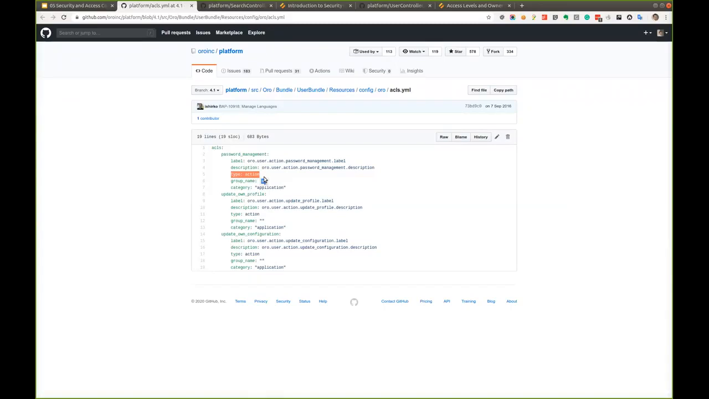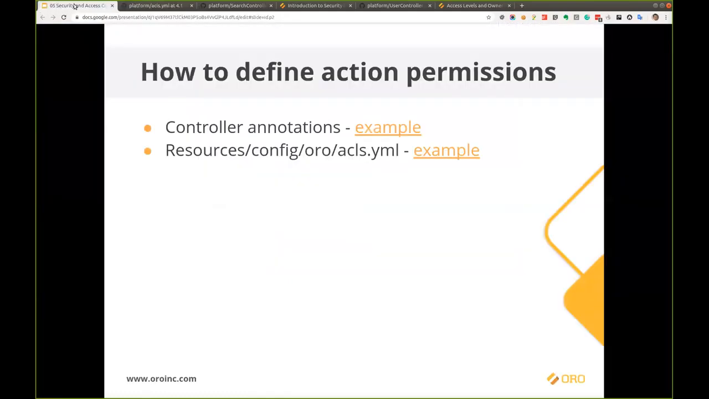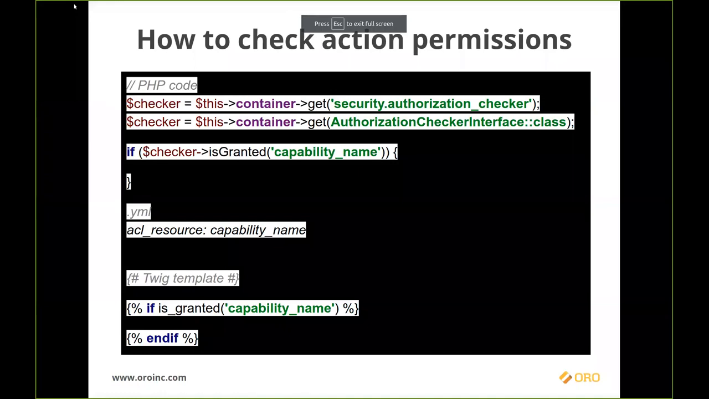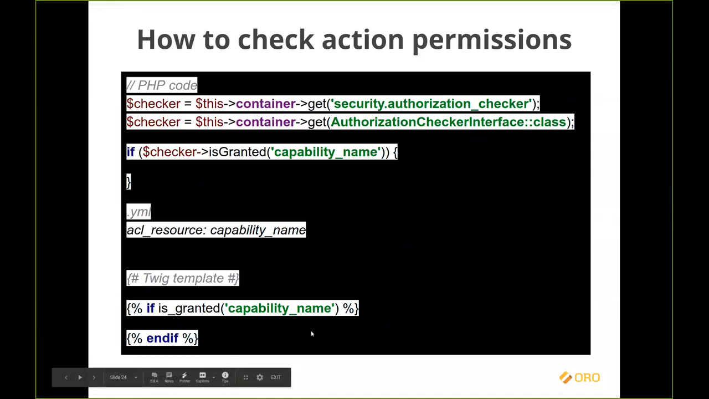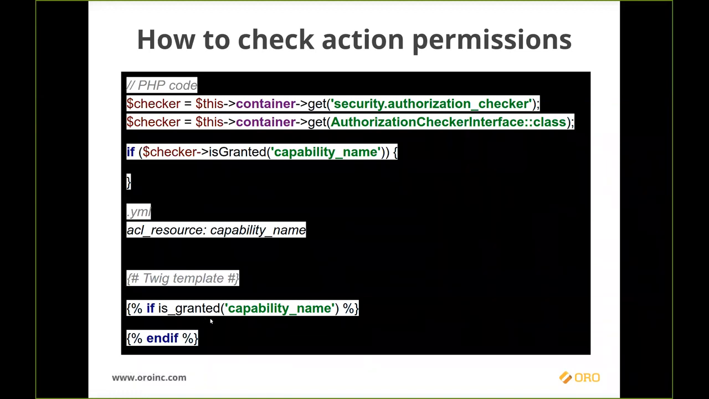Of course, I need to then check this with the permission checker. How to check? You can see it's very similar. So we use the same services, but I have is granted and do not pass entity because I just check this capability. In YAML it is exactly the same, and in Twig it's very similar to the controller, so I just check if I have this capability granted or not.